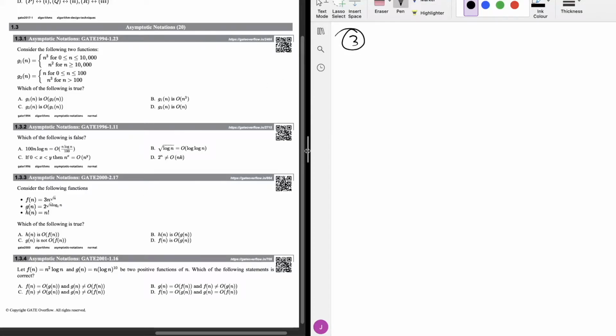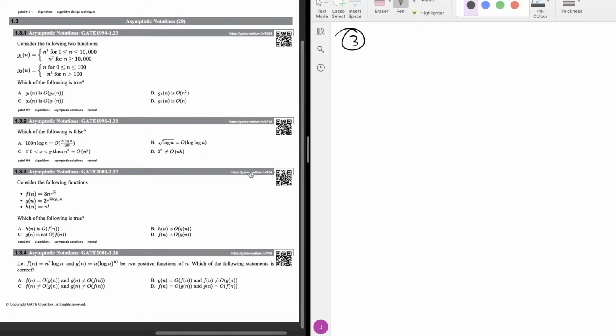So in this video we will be discussing this question. This is from GATE 2000. There are three functions given and we have to find out which one is true among these. In every option, the bigger term is compared. So basically we have to find out which function is greater and which function is smaller.